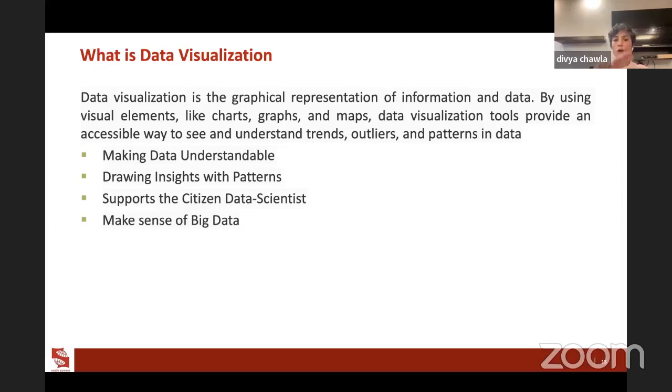You are able to draw patterns. If you're drawing a bar graph or a line chart, you should be able to share the pattern. You should be able to see and visualize those patterns coming out of that information. Support the citizen data scientist. Now, this is a very commonly used term. I'm not sure how many of you are aware of the citizen data scientist as a term, but I would like to spend a moment talking about this.